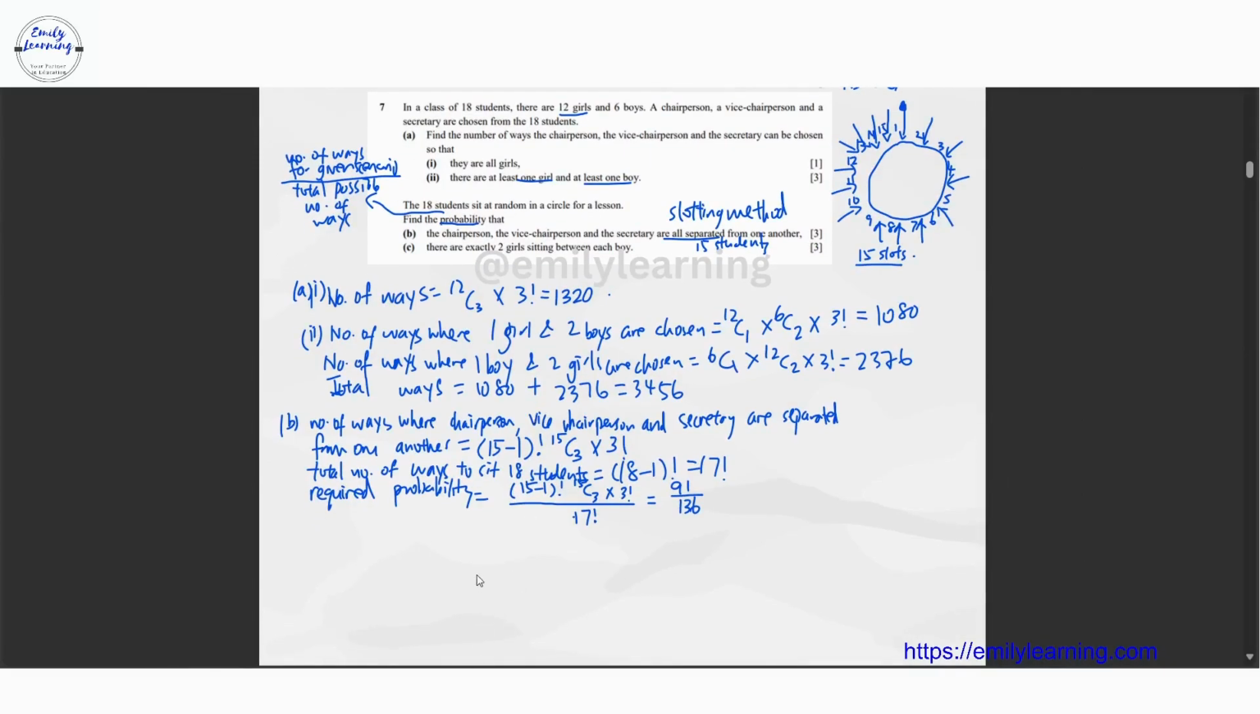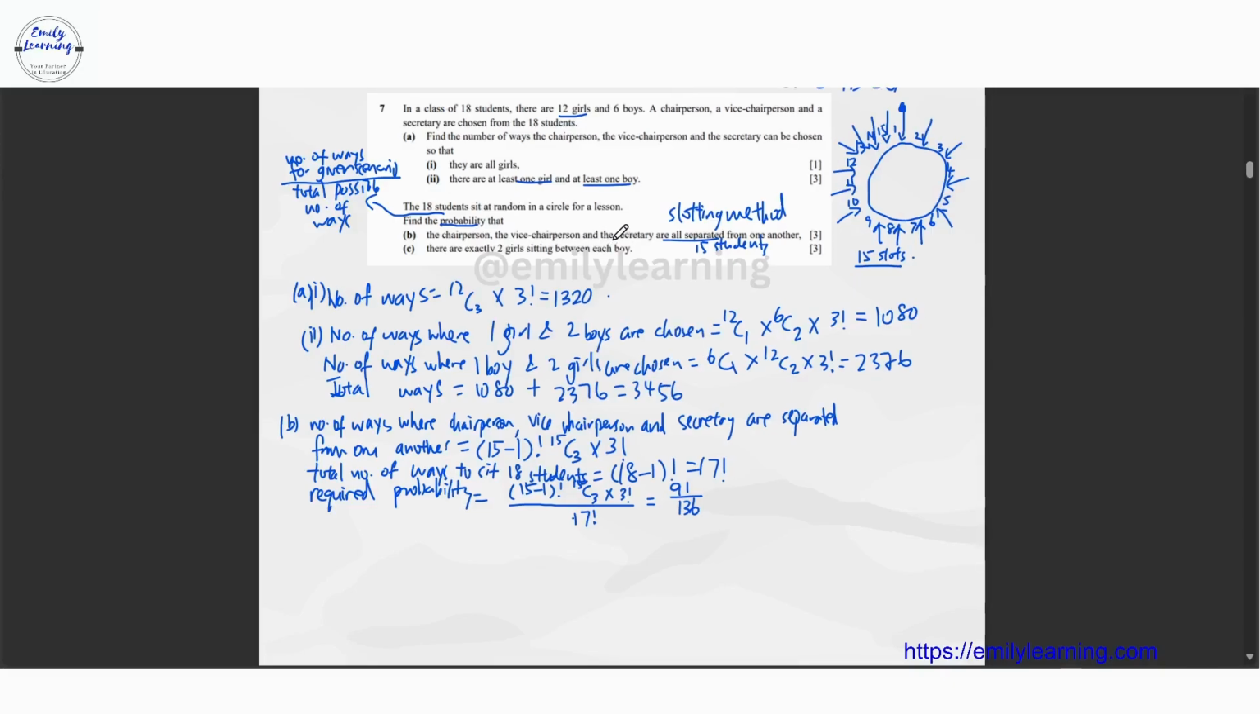In part C, you are asked to find the probability that there are exactly 2 girls sitting between each boy. So in other words, it's 2 girls, 1 boy, 2 girls, 1 boy, 2 girls, 1 boy, and so on. There are many ways to do this question. You can think of it as the 2 girls are always separated by a boy, or the boys are always separated by 2 girls. So when it is a separated by type of question, you can use the slotting method like what we did in part B.